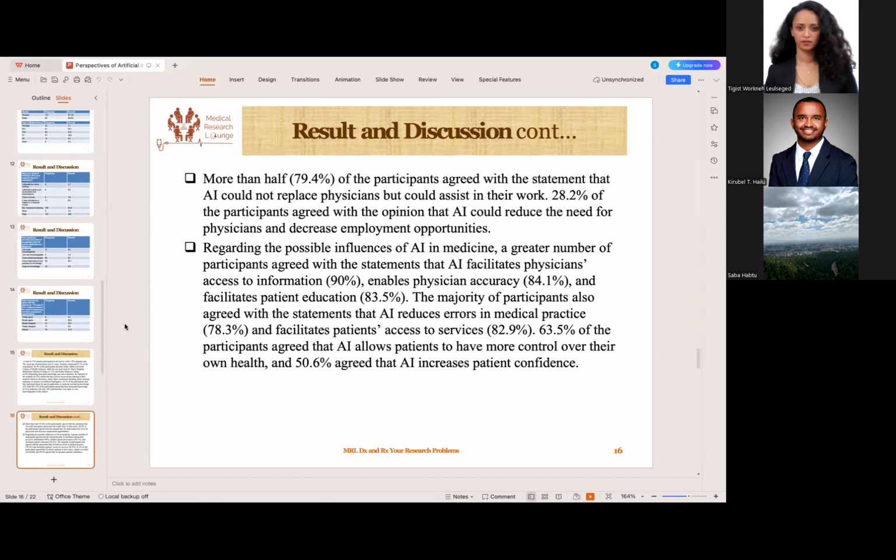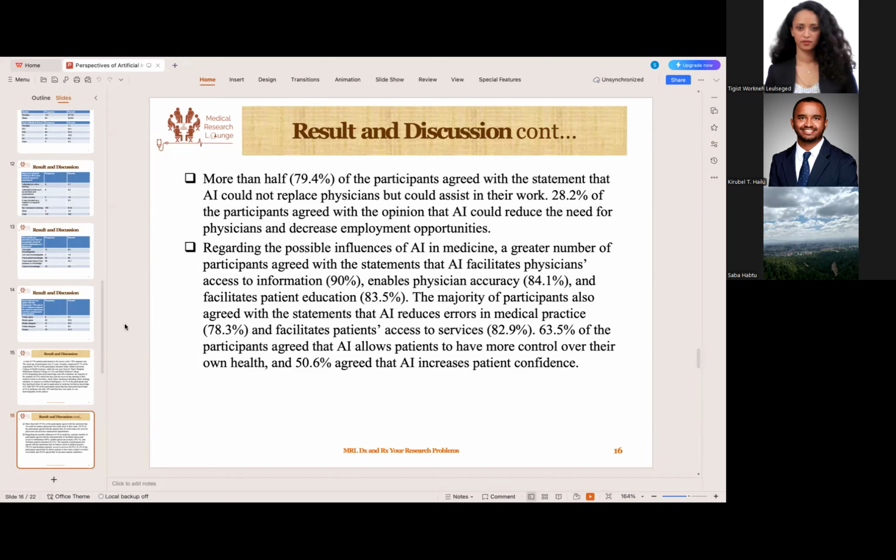Regarding the possible influences of AI in medicine, a greater number of the participants agreed with the statement that AI facilitates physicians' access to information, and enables physician accuracy, around 84.1% of the participants, and around 83.5% said that it facilitates patient education. The majority of the participants also agreed that AI reduces errors in medical practice, around 78.3%. Around 82.9% said that it facilitates patients' access to service.